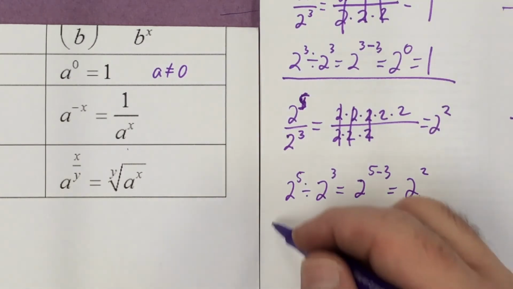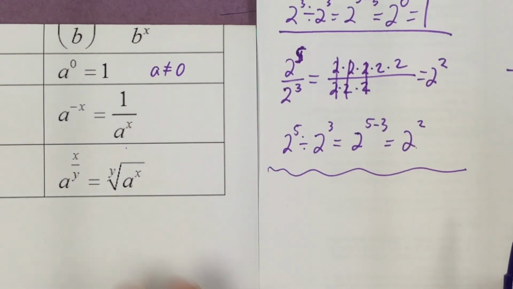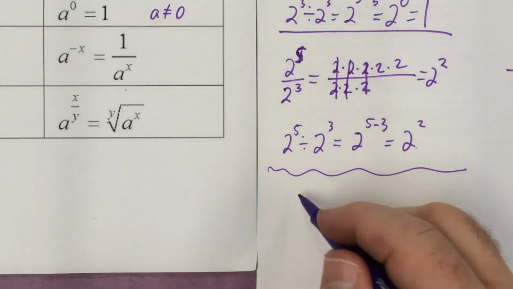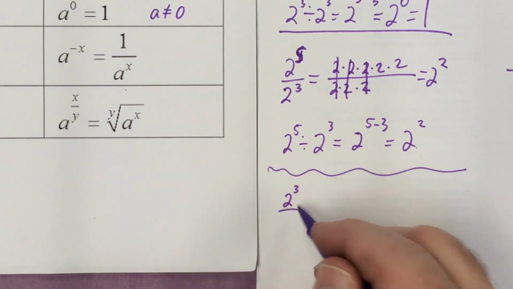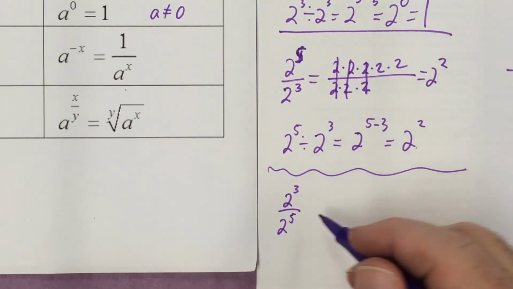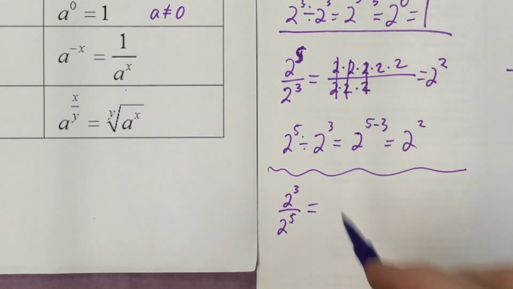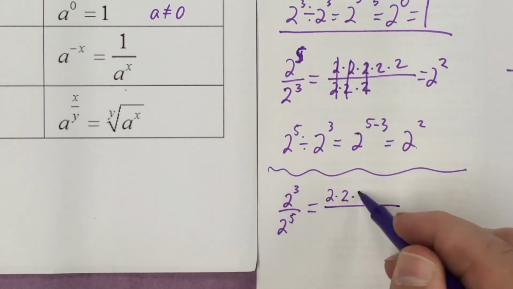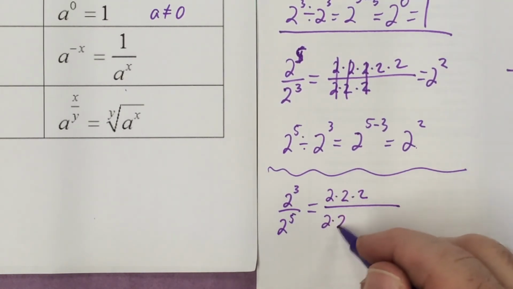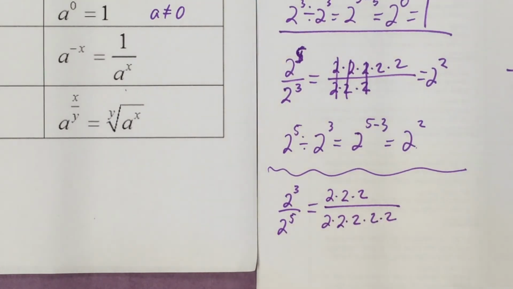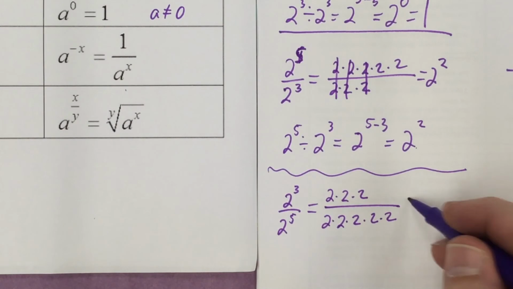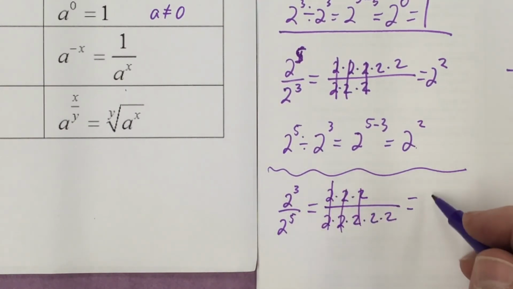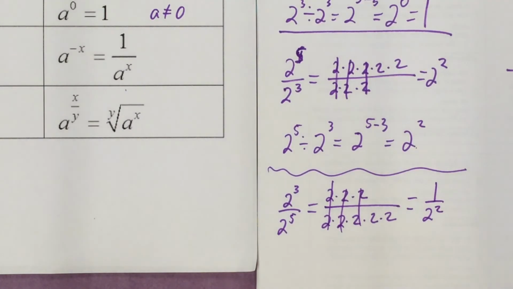Let's turn the tables on this, though. Let's say instead we have 2 to the 3rd divided by 2 to the 5th. What does this look like? That gives us 2 times 2 times 2 divided by 2 times 2 times 2 times 2 times 2. If we cross out 3 of these 2's, we get 1 over 2 squared. So that's the result we get if we write this out as a fraction.